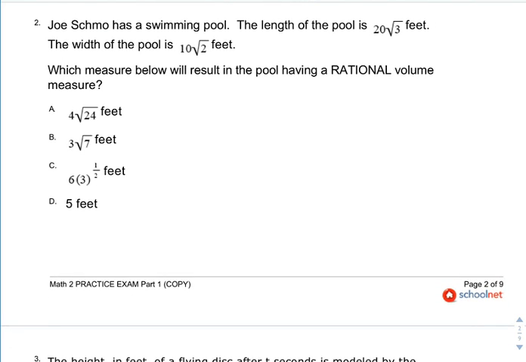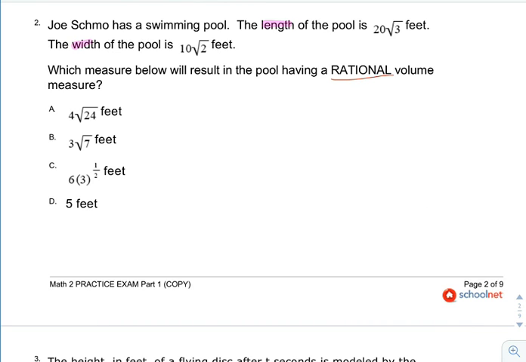Joe Schmo has a swimming pool. Length of the pool is that. Width of the pool is that. Which one of these measurements of the pool are they asking for? The third measurement of the volume, because we have length and width, so they're obviously speaking of the depth or the height of the pool, right? Because volume is length times width times height. So which one of these will result in a rational value?